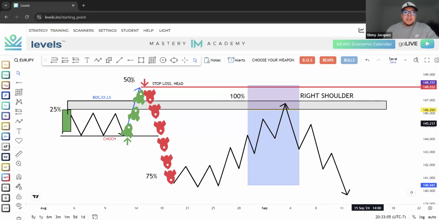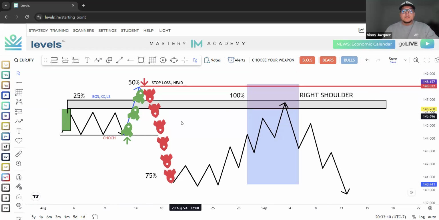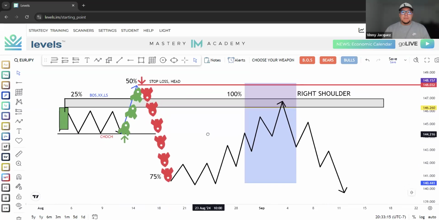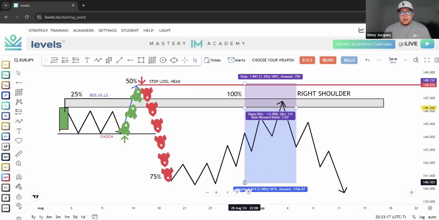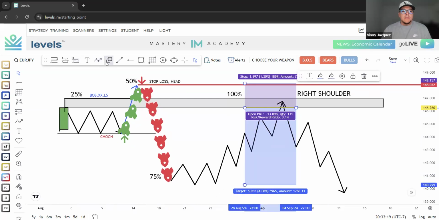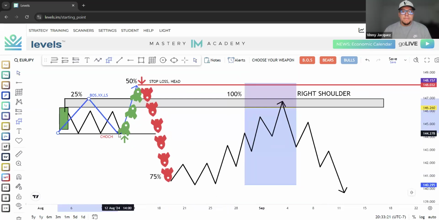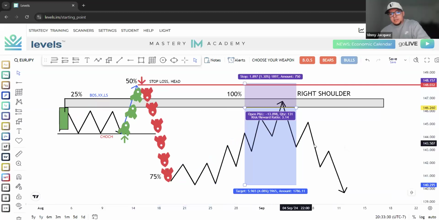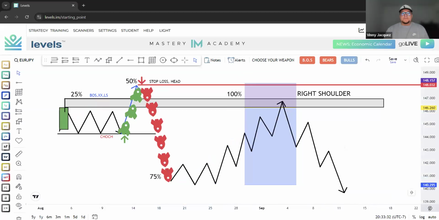So, guys, this is the setup right here. This is what we're looking for in the markets. This is the sell pattern, right? Everybody, that makes sense, right? We're looking to sell the markets with this right here. We have the shoulder, the head, change of character, right shoulder, sell the market, right? Everybody have their screenshots? Give you a couple of seconds.